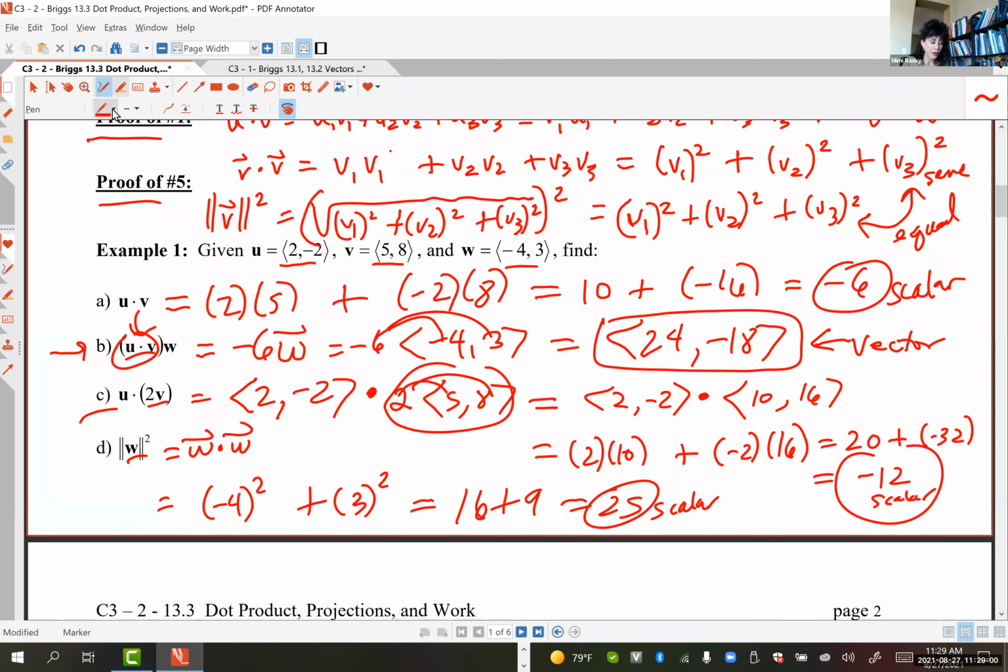So what is this dot product good for? A few things. It's very powerful. One application we're going to look at today, and then we'll look at more next time.